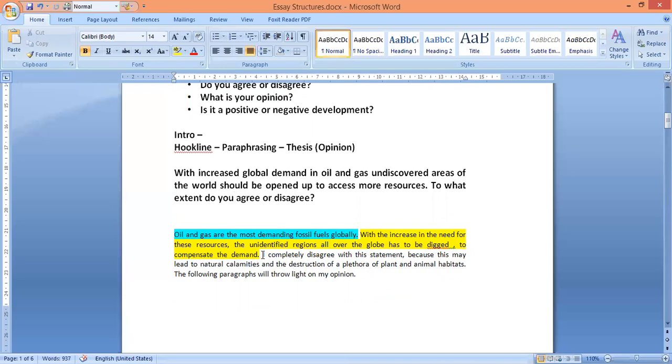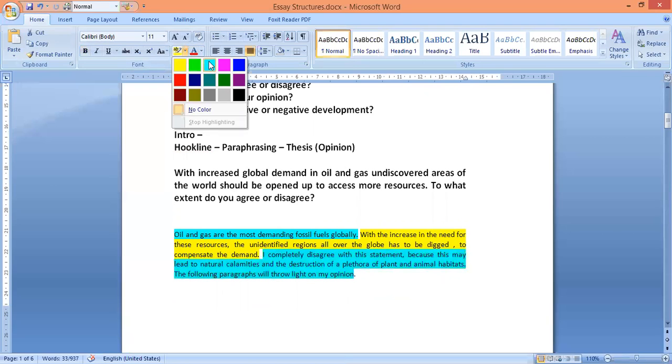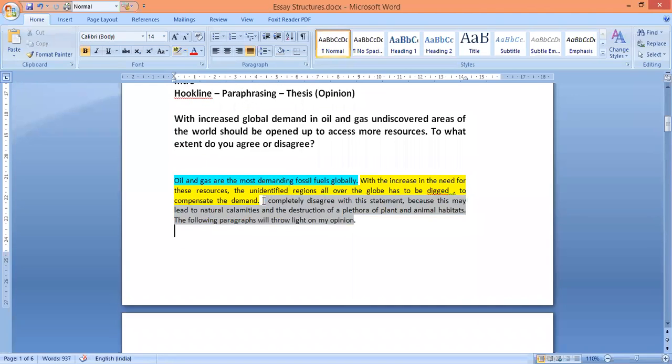But at least she has given her written opinion. I completely disagree. She completely disagrees with this. So at least she has taken her stand. So you see this? At least she's fulfilling the demand of the question: I completely disagree, I completely agree, or partially agree. So do you see in the thesis, she talks about her opinion?